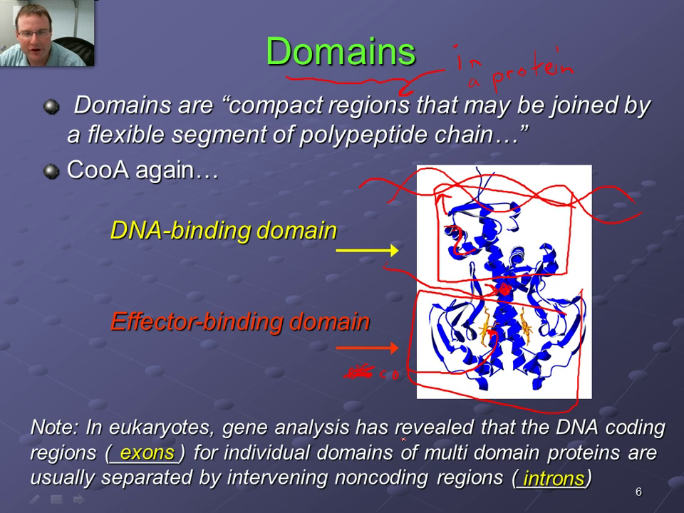So domains, like motifs, are somewhere in between that limit of secondary and tertiary structure. This is not a whole polypeptide, it's part of one, but it has a particular folding pattern associated with it.